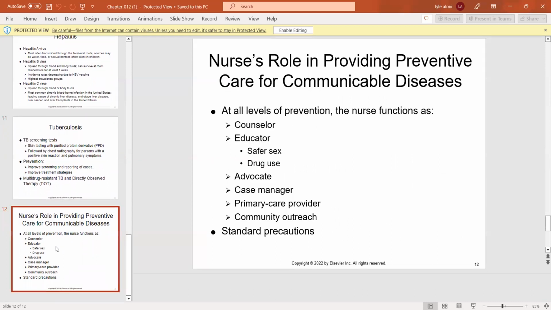Our role as the nurse in preventing communicable diseases: we're going to be a counselor, educator, advocate, case manager, primary care provider, and community outreach, and reinforce our standard precautions. So you guys did some work on infectious disease this week, so this goes along with what you have done. We'll review again in class some of the particulars of our communicable diseases, but just a brief summary of what our chapters spoke about. And we have one more chapter that we're going to look at, and that's going to be violence and abuse. And we'll take a look at that PowerPoint right now.